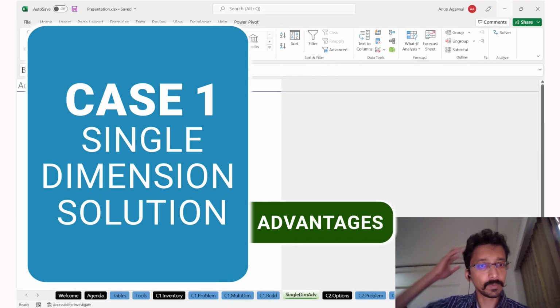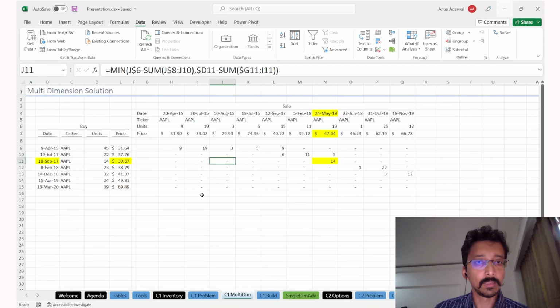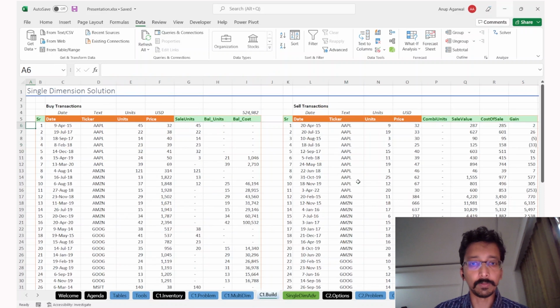Let us now review what we just did. So we took a problem where the general solution is a multi-dimension solution, and we put this as a single dimension solution.